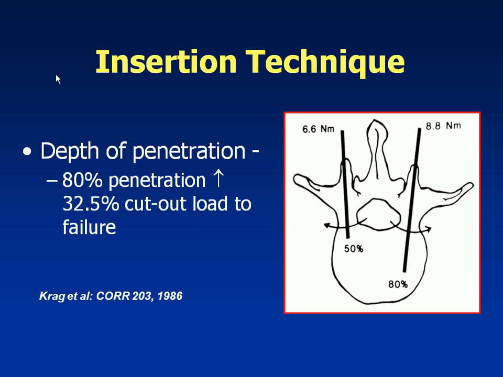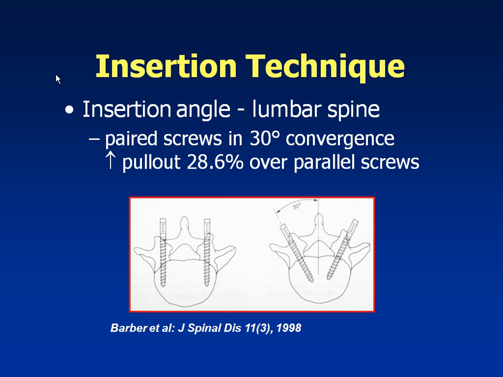This should be done, and this is feasible for S1, but for the other levels, of course, this may be dangerous. But the thing that we can do is to use as long a screw as possible. Regarding insertion angle in the lumbar spine, we can easily do paired screws in 30 degrees of convergence for the majority of the lumbar spine, and this will add pull-out strength of almost 30% when compared to parallel screws. This is actually what we do also for the other patients who have no osteoporosis.